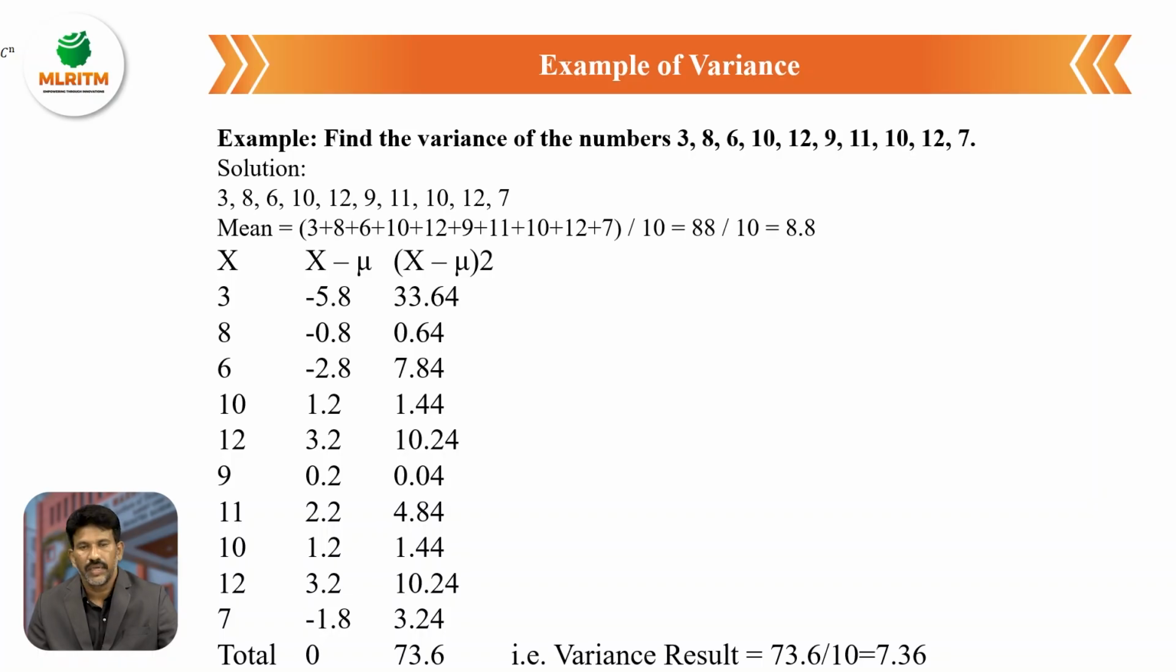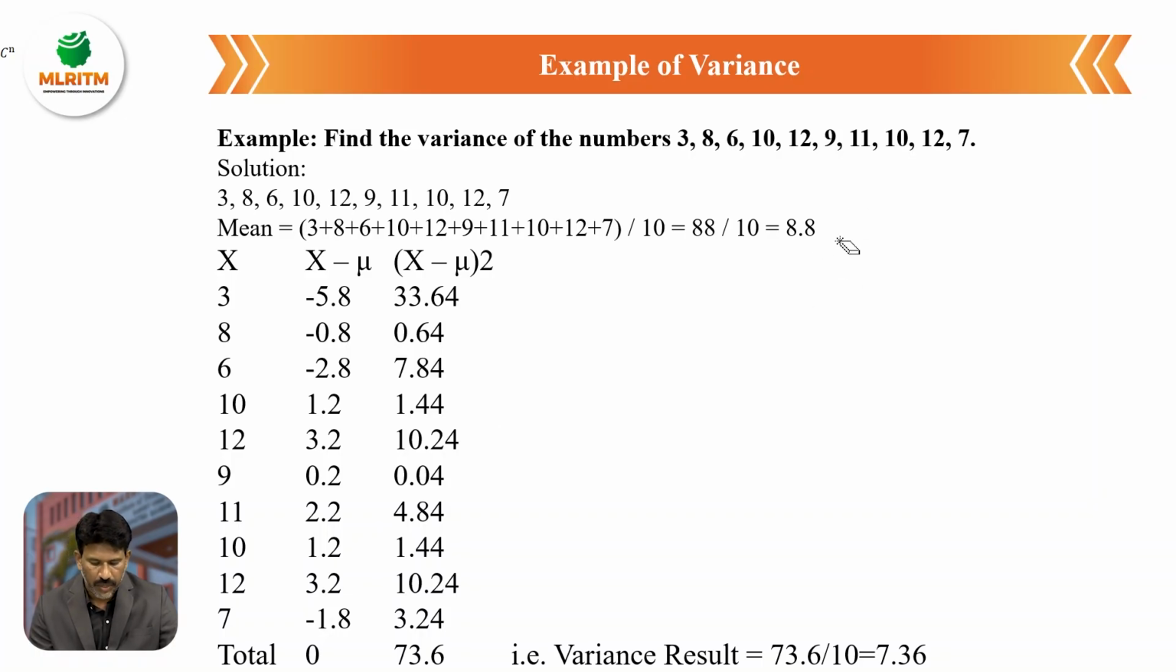First you'll go for the mean. Before performing the mean, first you have to arrange the values in proper order. As per the given data set: 3, 8, 6, 10, 12, 9, 11, 10, 12, 7. So first you have to find the mean. Mean equals the sum of observations divided by the total number of observations. Here the total number of observations is 1, 2, 3, 4, 5, 6, 7, 8, 9, 10. So 3 plus 8 plus 6 plus 10 plus 12 plus 9 plus 11 plus 10 plus 12 plus 7, divided by 10.